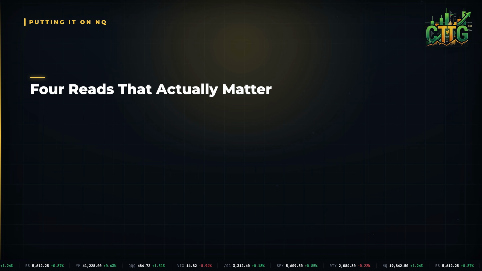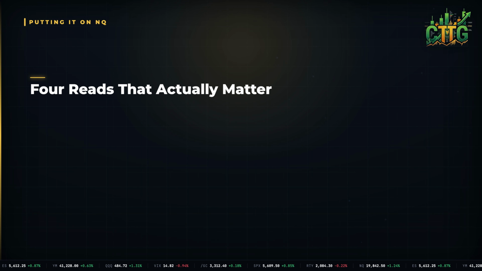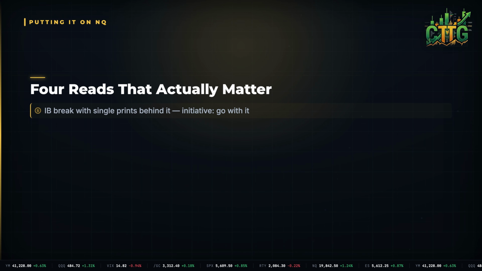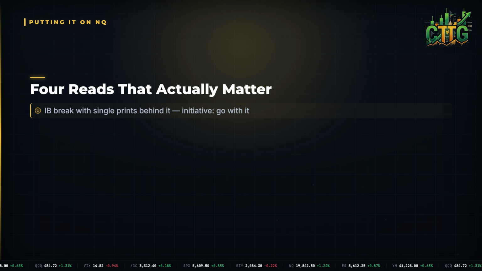So how do you actually use this on NQ? 4 reads. 1. An initial balance break with single prints behind it. That's initiative. Trade with it, not against it.